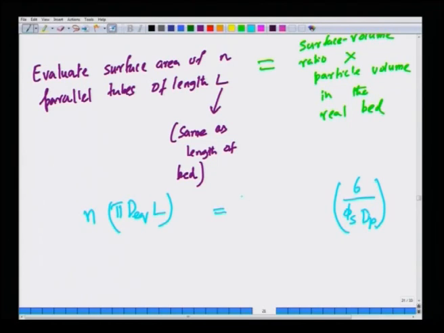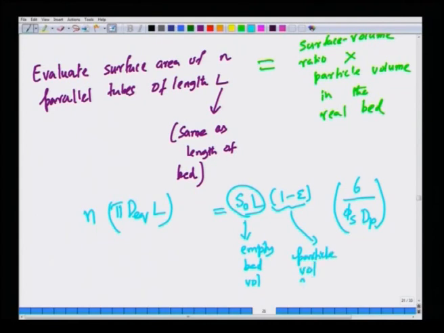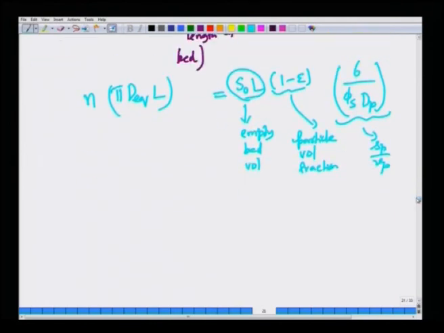The particle volume in the bed is nothing but the cross section of the bed times the length of the bed times 1 minus epsilon. This is the empty volume of the bed, but only a 1 minus epsilon fraction of this volume is occupied by the particles. So, we have to do that. This is the empty bed volume, this is the particle volume fraction, and this is the surface to volume ratio of a non-spherical particle. If it is a sphere, phi s is 1. Okay. This is one constraint that we have.